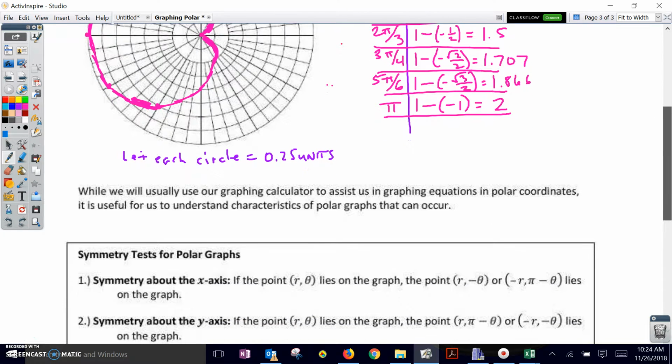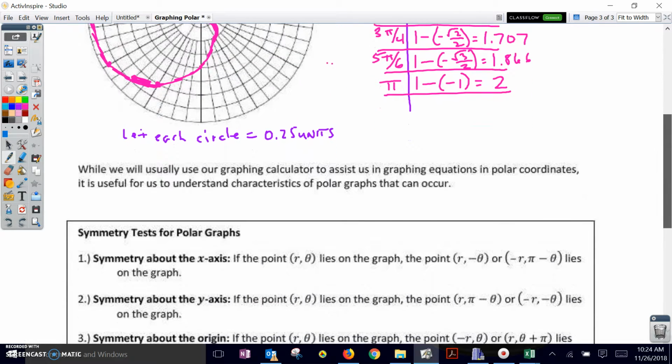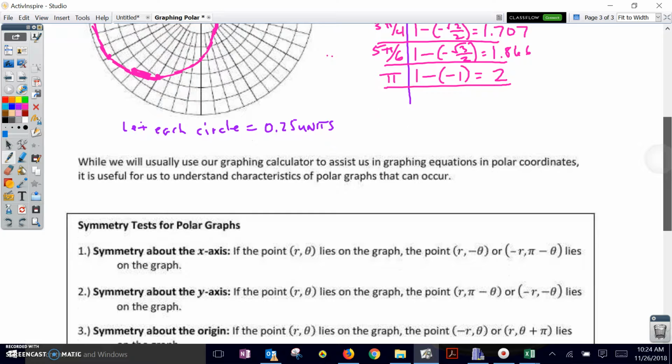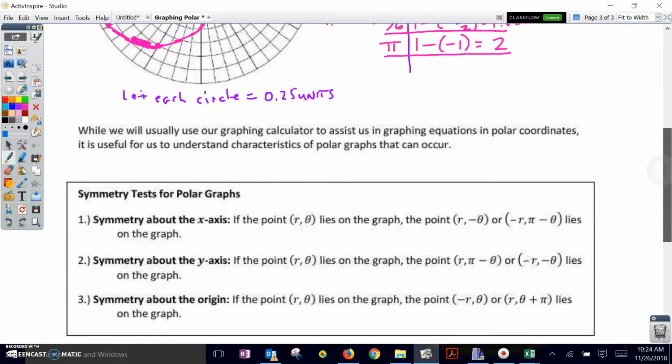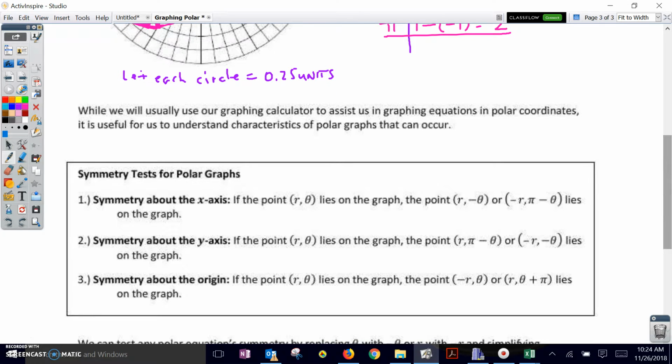It's useful for us to know characteristics. I knew that that curve was symmetric about the x-axis because of the behavior of the cosine function. We have relationships here that talk about symmetry for polar graphs, whether they're symmetric about the x-axis, y-axis, or origin. You want to stop and think about those and kind of wrap your head around those.